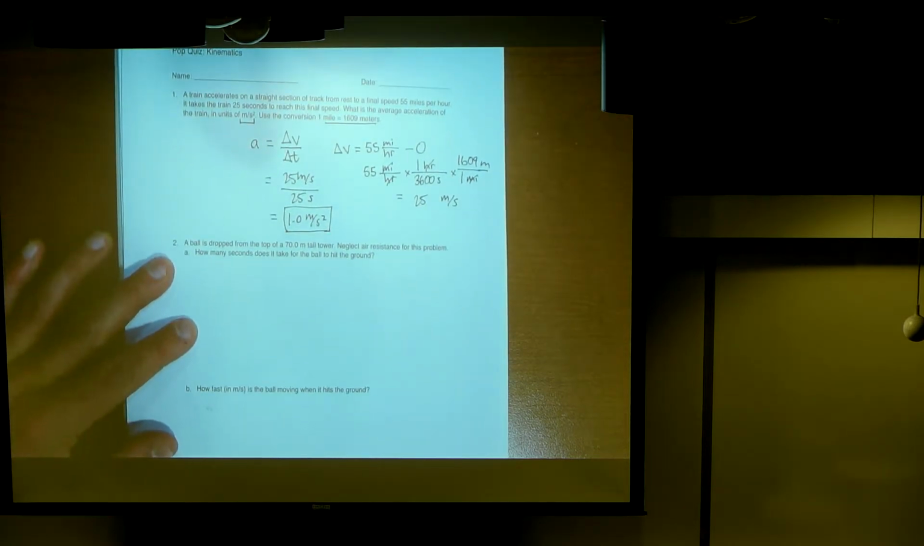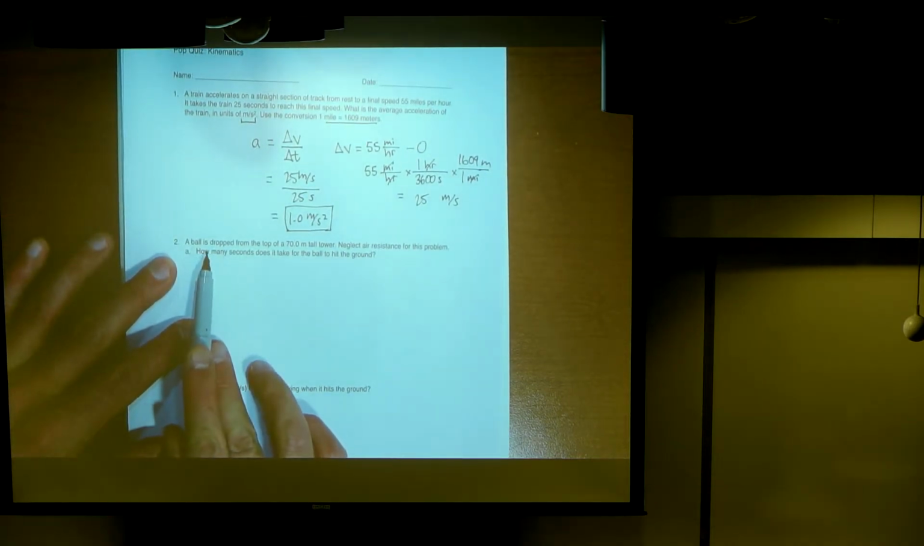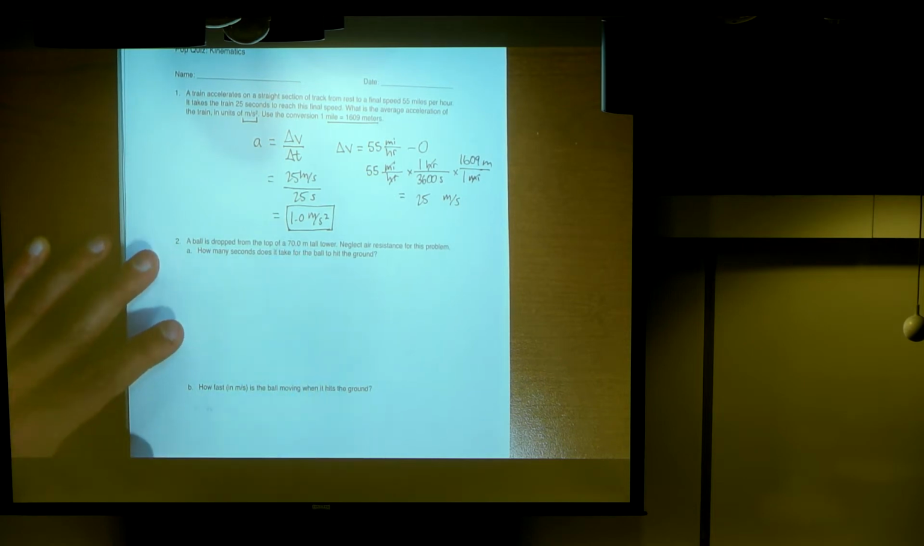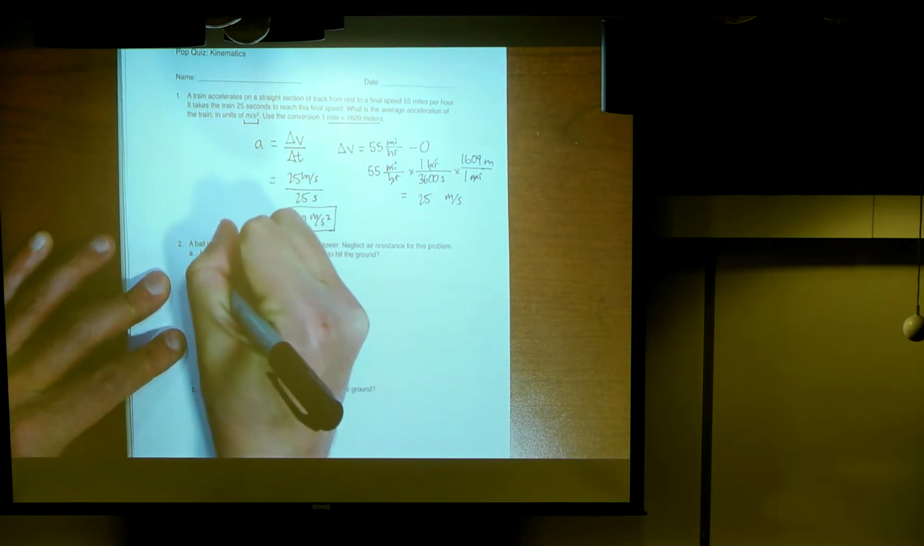Second question is in 2 parts. We drop a ball from the top of a 70-meter tall tower, and we just let it fall to the ground. So let's start with a picture of what's going on here.